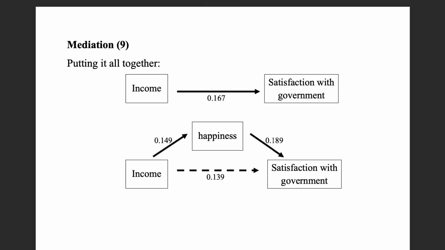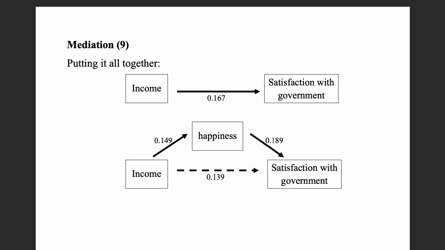So putting all of this together, we started out with a simple relationship of income and satisfaction with government, and the coefficient we found for that was 0.167. Then we did model 2, which showed us what the effect of income on happiness was, and it turned out to be 0.149. And then we had the third model, which showed us what the effect of happiness on satisfaction with government was estimated to be, and it turned out to be 0.189.